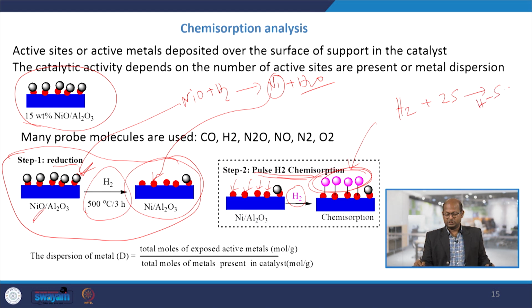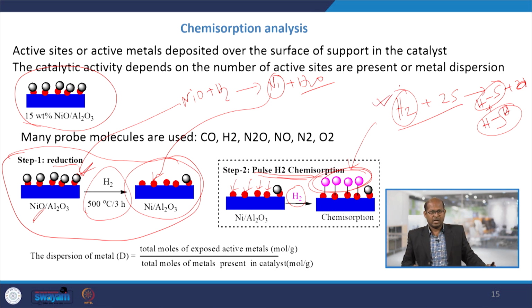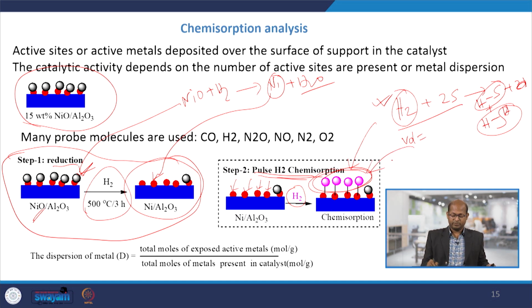One hydrogen molecule occupies 2 different surface sites. So, if we are able to quantify the hydrogen moles, or in terms of volume the hydrogen adsorbed, then we can convert to moles, and by doing the back calculation we can calculate the total number of active metal sites present.